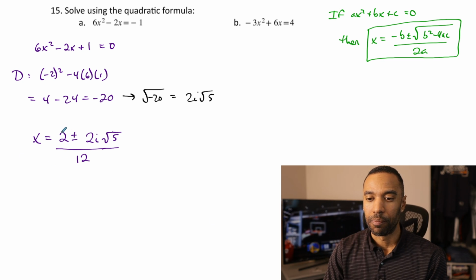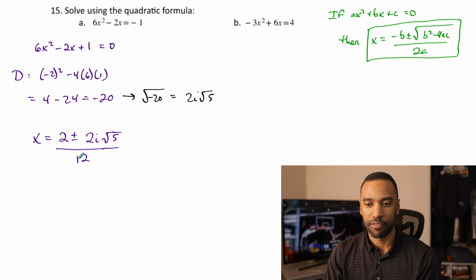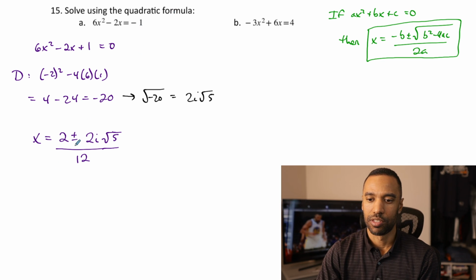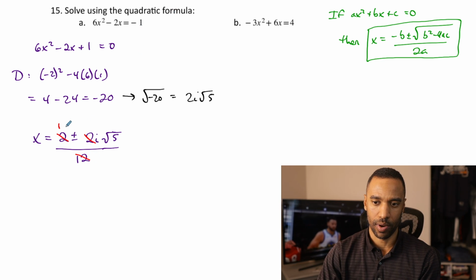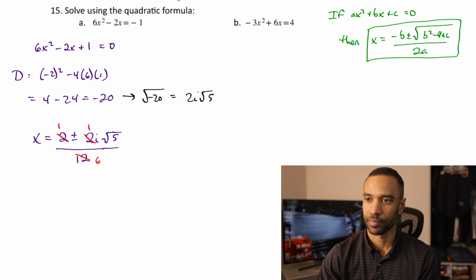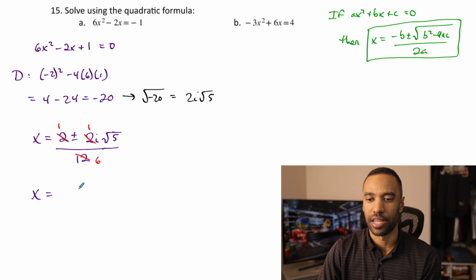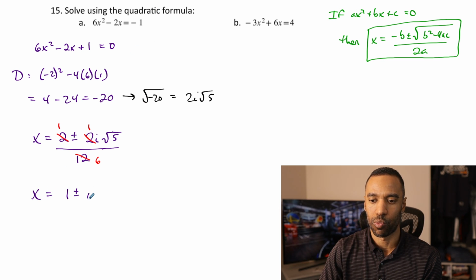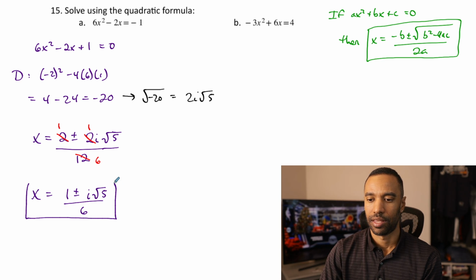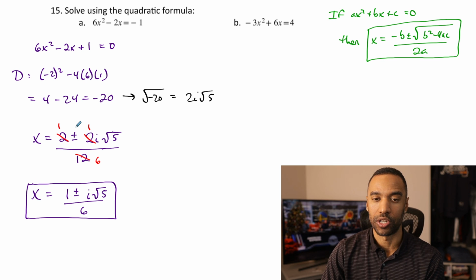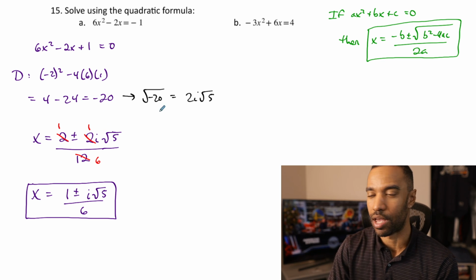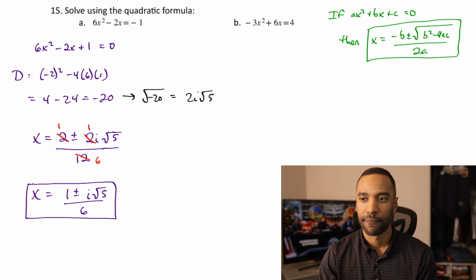Einstein, space-time continuum. All of these can reduce if I divide everything by 2. Dividing these by 2, I get 1, 1, and 6. So this equation in full will now say 1 plus or minus 1i root 5 all over 6. And that's the final answer. And I definitely would have preferred quadratic formula for a problem like that. I'm glad we had that version.